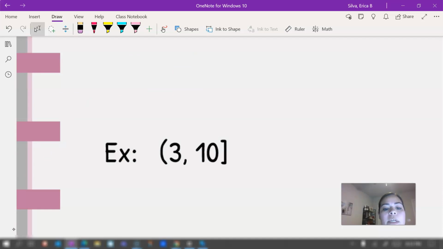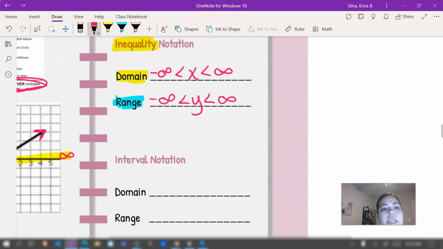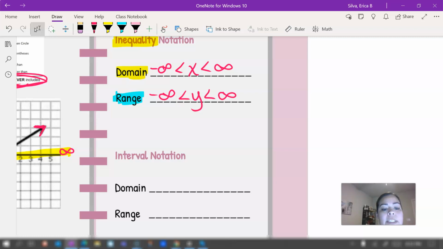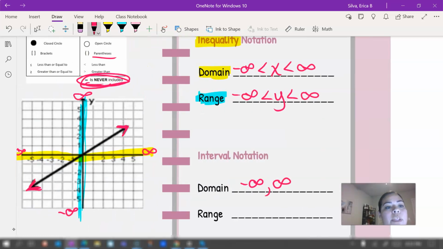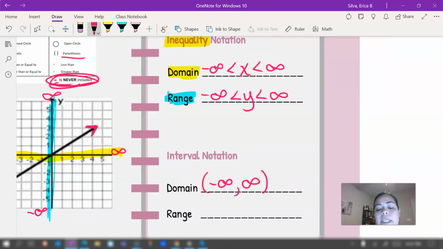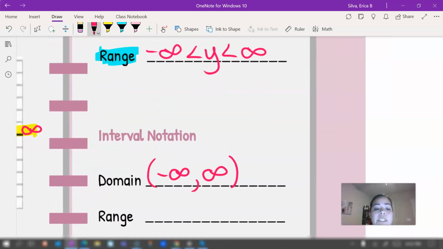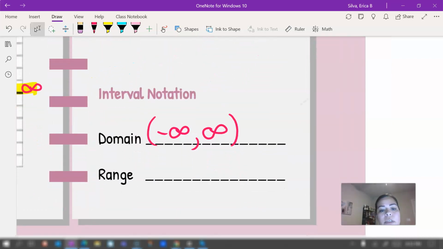So we write our interval notation. We've got the lowest value on the left and the highest value on the right. Because inequality notation already lends itself to that, let's go ahead and start it. Negative infinity, comma, positive infinity. We never include infinity, so that is where we use our parentheses. And that's how you represent domain in interval notation.